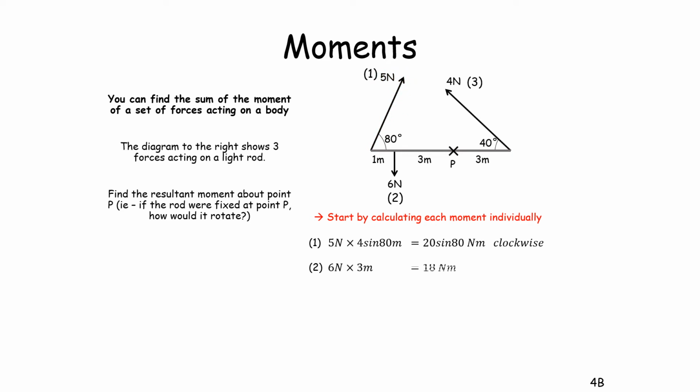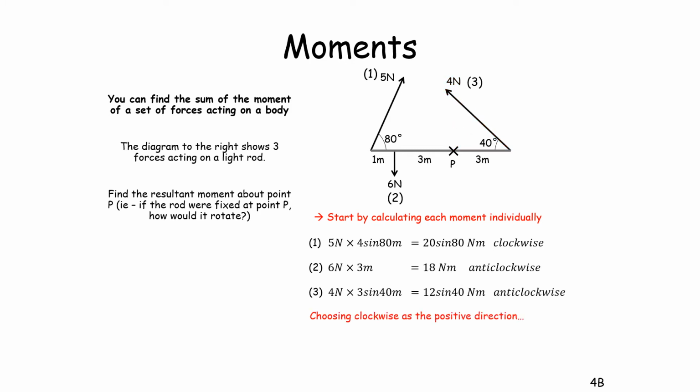The next one is already a perpendicular distance, so it's 6 times 3, so 18 Newton meters anti-clockwise. And finally, the last one: the hypotenuse is 3 and the angle is 40, so the perpendicular distance will be 3 sine 40, and that's anti-clockwise. If we take clockwise to be positive and do the calculation, we get minus 6.01 Newton meters clockwise. So that means it's actually 6.01 Newton meters anti-clockwise.